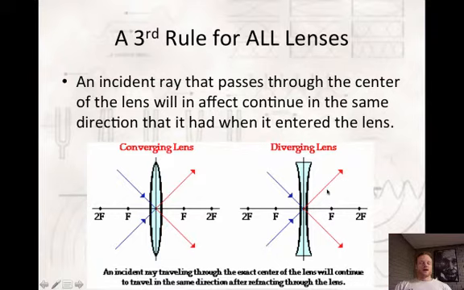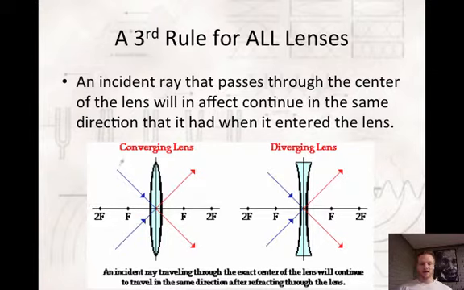Okay. So let's say you're not really a big fan of one of those rules. Well, there is a third rule that works for both converging and diverging lenses. It's a common rule, and this one might be the easiest one to remember. So maybe use this rule. Any incident ray that passes through the center of a lens will, in effect, continue in the same direction that it had when it entered the lens.